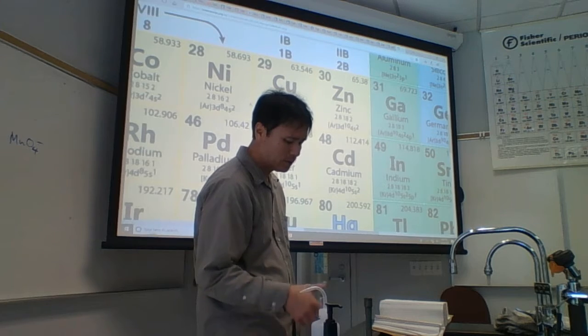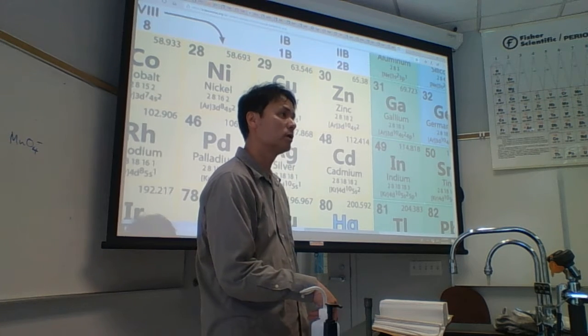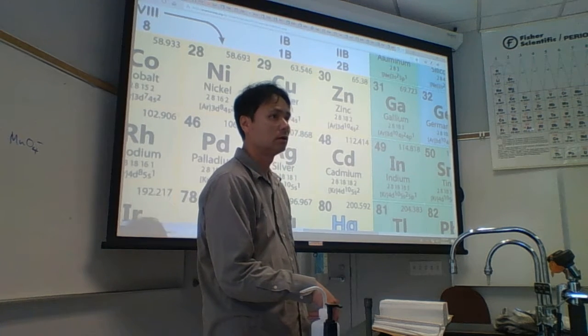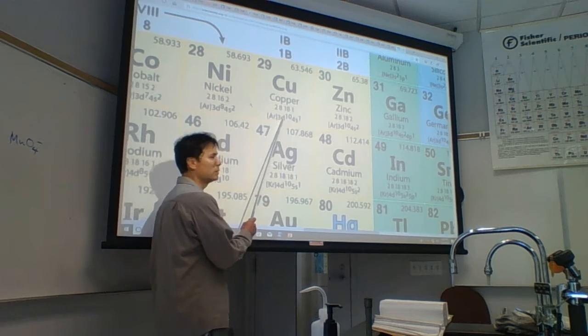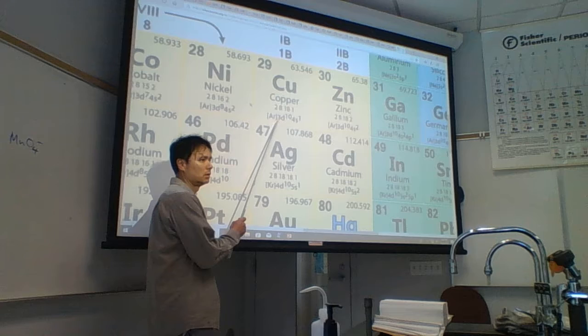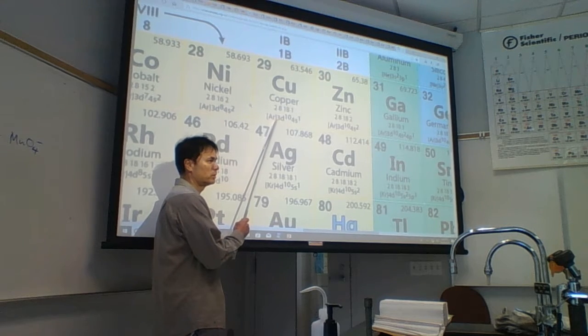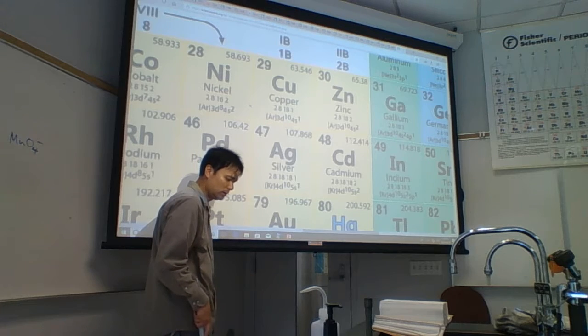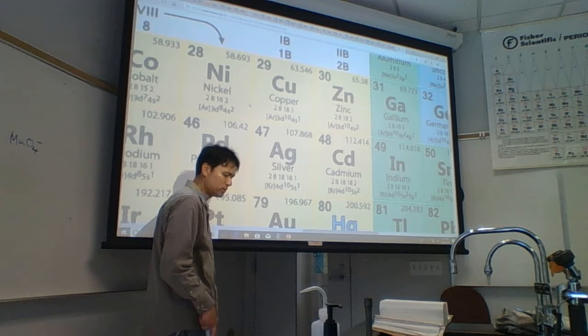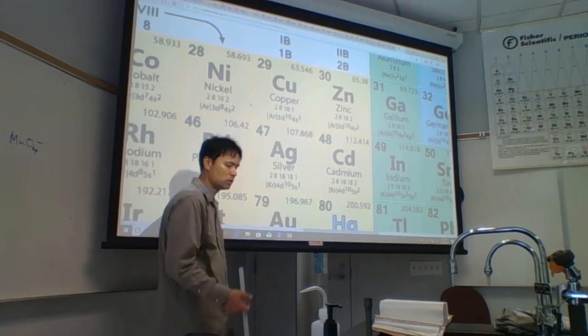But what's the most common charge for copper? Is it +1 or +2? +2 is much more common. If it's +2, then what must have happened to one of the d's? If it's +2, we're at d9. If we're at d9, then we messed up the filled subshell.